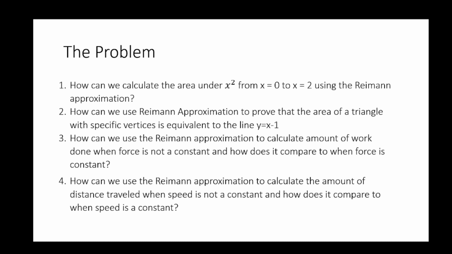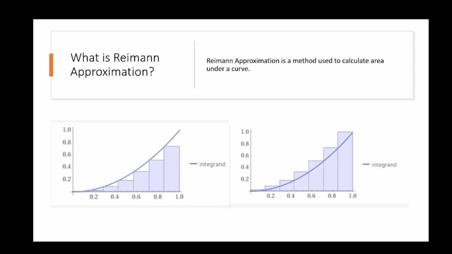And two, how can we use Riemann approximation to prove that the area of a triangle with specific vertices is equivalent to the line y equals x minus 1? And three, how can we use the Riemann approximation to calculate the amount of work done when force is not constant, and how does it compare to when force is constant? And the same thing for the distance traveled when speed is not constant, and how does it compare when speed is constant? So in the beginning, what is the Riemann approximation?